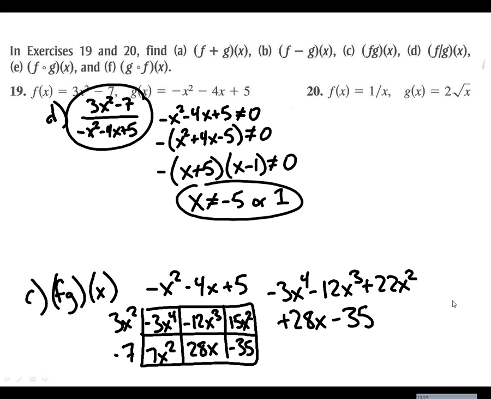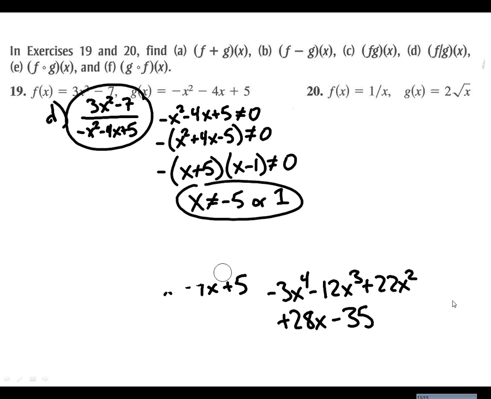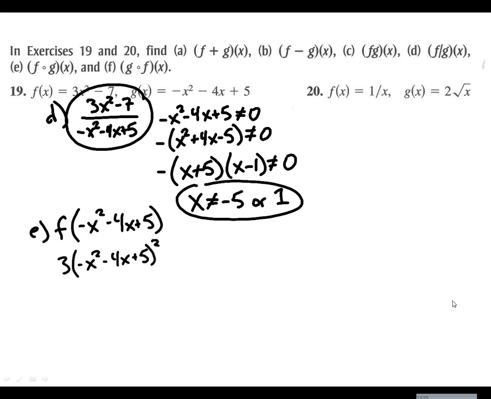It also asks us to do the composites. So let's clear some space out here. And we need to do f of g first for E. So we're going to do f, and I'm going to plug in what g is, negative x squared minus 4x plus 5. And our function says 3 times our function squared, and then minus 7.